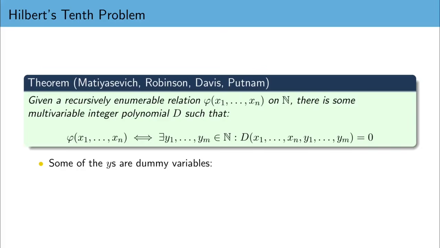Now, if you actually go through the proof, some of the y's are going to be dummy variables, roughly on the scale of the inputs. For instance, we can represent the relation x2 is strictly less than x1 by there exists some y such that x1 is x2 plus y plus 1.